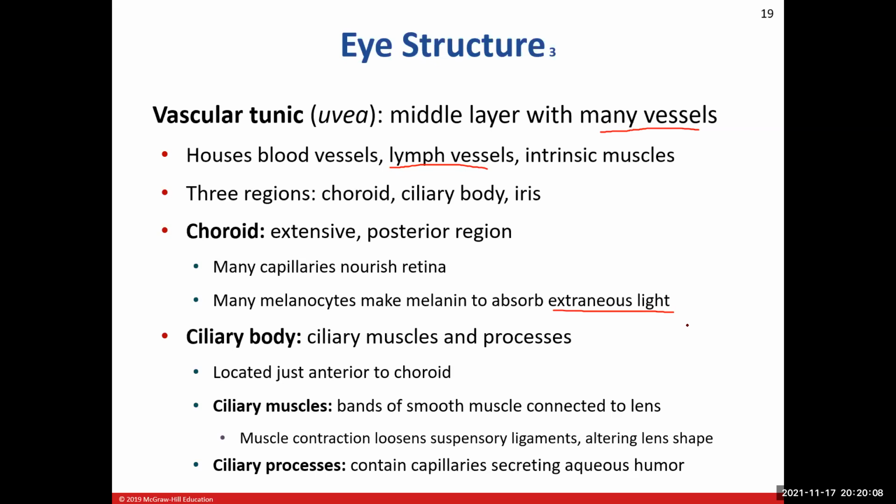The ciliary muscles are smooth muscle, which means we do not have any voluntary control. And so these smooth muscles are going to attach onto what we call the suspensory ligaments. And the suspensory ligaments attach onto the lens. And so what will happen is when we relax or contract the smooth muscles, we'll alter the shape of the lens so we can focus and see things clearer. The ciliary processes are going to contain the capillaries, which are in charge of producing our aqueous humor, the fluid there.